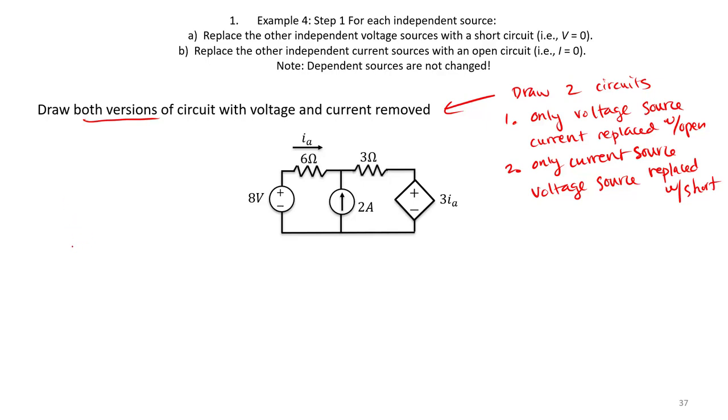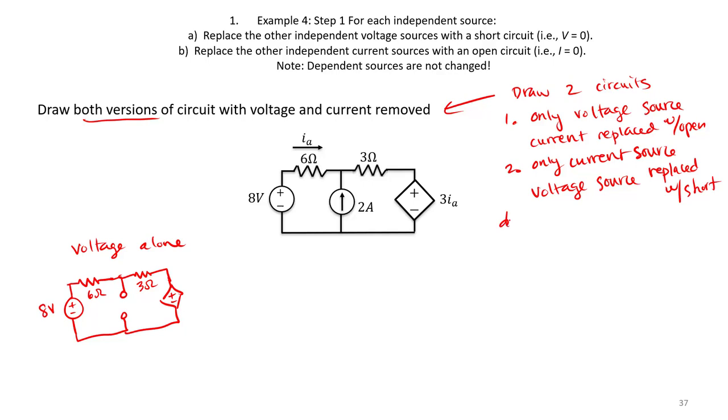Alright, so with the voltage source alone, notice we still have that 8 volts in there. We still have the 6 ohm resistor, but notice our current source is replaced with an open. And remember, our dependent sources aren't changed.